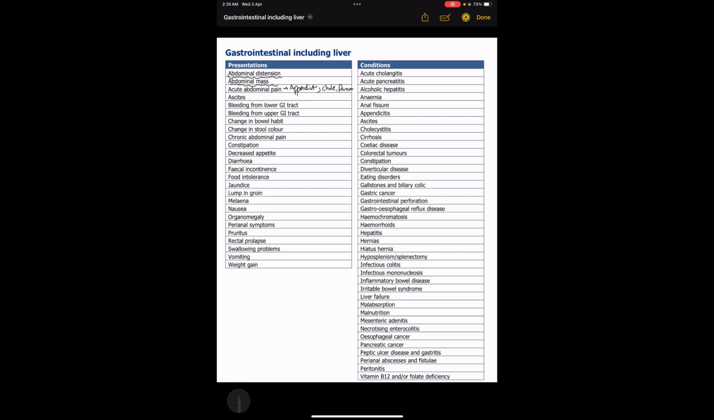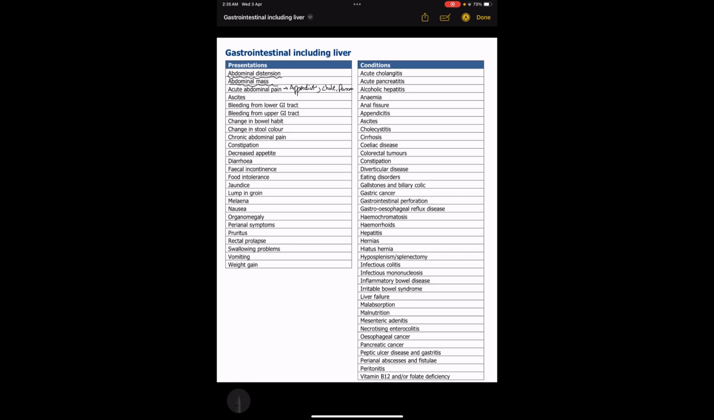And bleeding from the lower GI tract involves the peptic ulcer, bleeding from the peptic ulcer, or GIT perforation, or any cancer involving the intestinal tract or your rectum. And the bleeding from the upper GI tract is usually associated with some bleeding ulcer again, or some gastritis or esophageal cancer. Change in bowel habit can be some constipation, diarrhea, any infectious cause, or any malignancy cause.